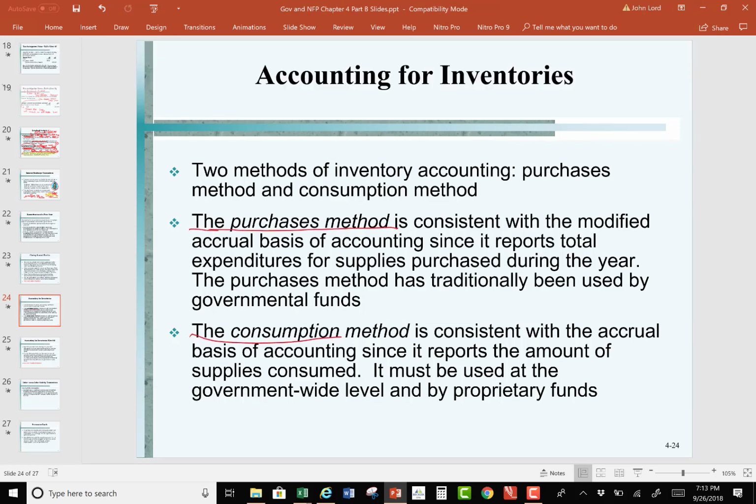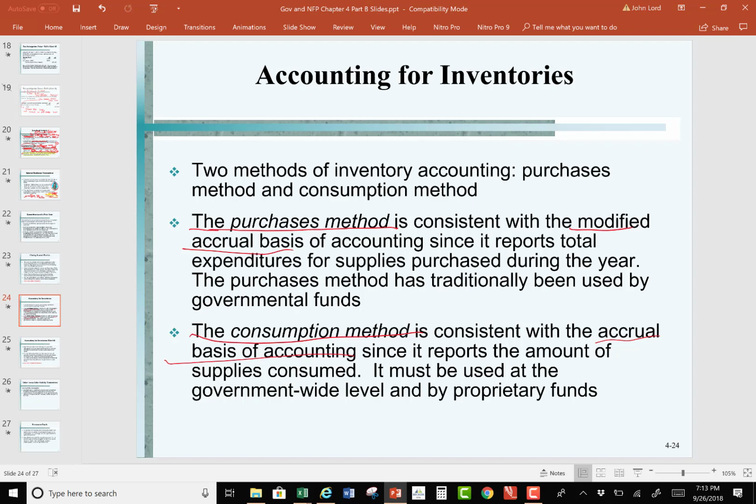There are two methods that GASB allows governments to use when they are accounting for their inventory. One is called the purchase method, which is consistent with modified accrual accounting. The other is called the consumption method, which is a little closer to accrual accounting. But for our governmental funds, we can use either of these methods. Purchase, consumption. Two methods, both acceptable.